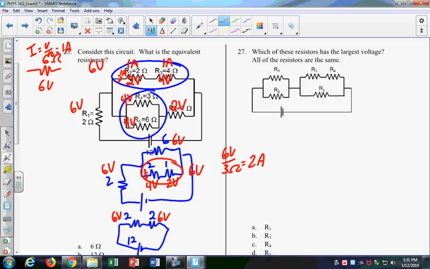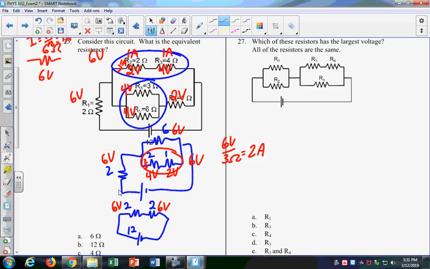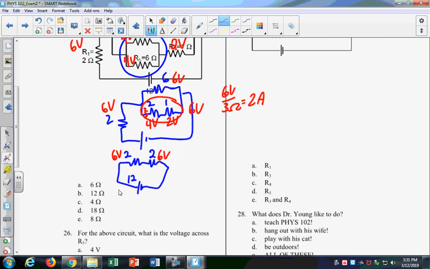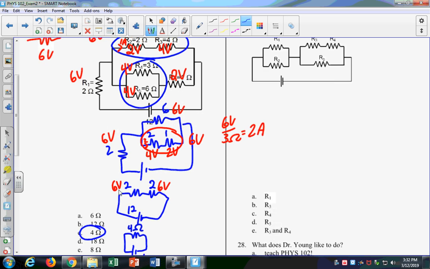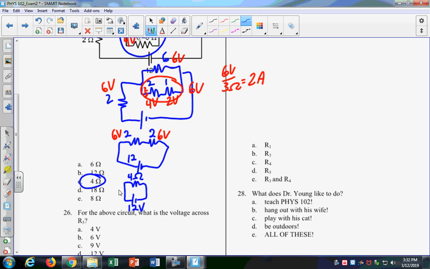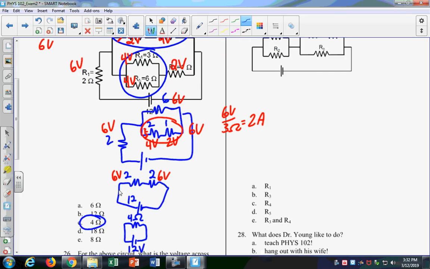And you have to make sure you step back consistently, because here we found that this circuit right here had 6 volts across it. So the equivalent, this one was what? The equivalent is 4 ohms. Yeah, so my final circuit down here, I didn't write it, did I? Is 2 plus 2 is 4 ohms. That's 12 volts. And then the voltage across R5 is 4 volts. Right, that is this voltage right here.